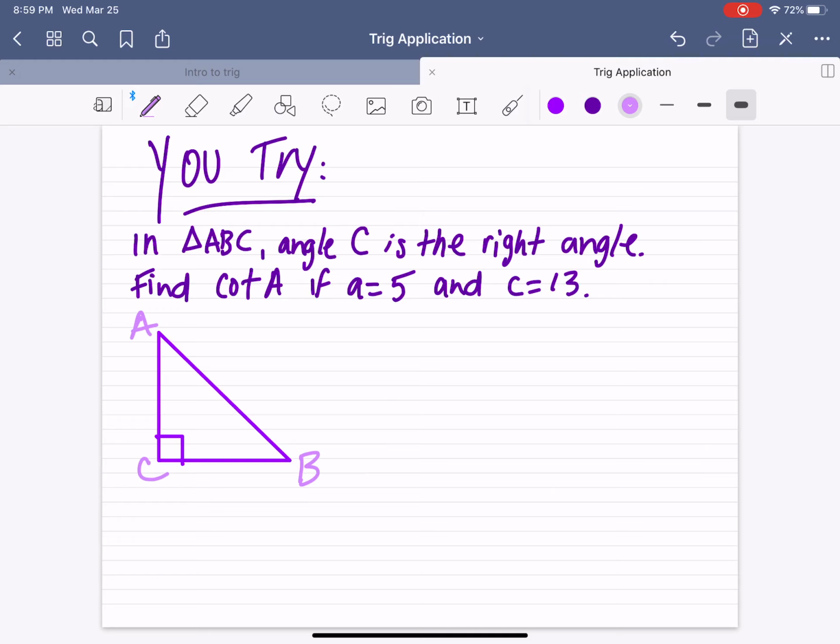It says that side A is 5. So remember, side A is right across from angle A. So this right here is 5. Side C, which is right across angle C, which is the hypotenuse, is 13 units long. And now let's answer the question. The problem states to find cotangent of angle A. So let's go back to SOHCAHTOA.